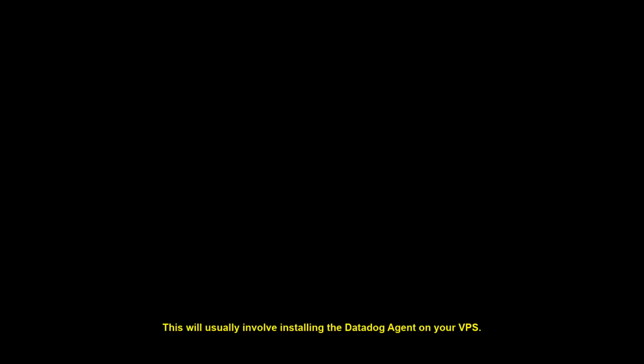This will usually involve installing the Datadog agent on your VPS. Connect to your VPS using SSH. Download the Datadog agent directly onto your server. Run the installation command as indicated in the integration instructions.